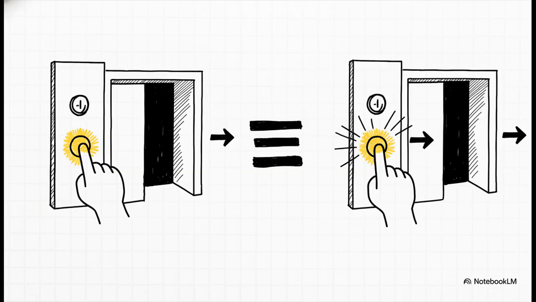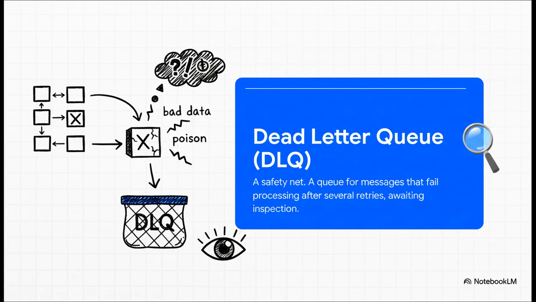The perfect real-world example is an elevator button. You press it once, the light comes on, the elevator is on its way. Mashing that button 50 more times doesn't summon 50 elevators, right? The system is smart enough to handle that repeated request. Our services need to do the exact same thing, usually by keeping track of the unique ID of every event they've already handled.